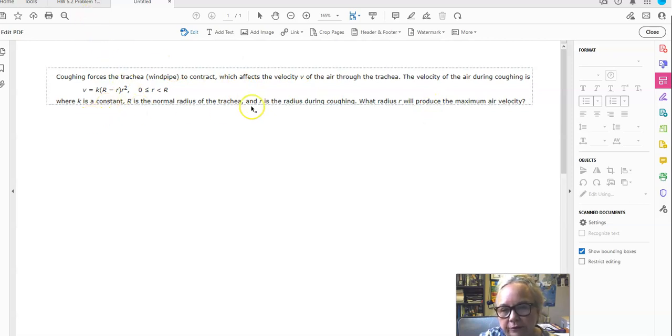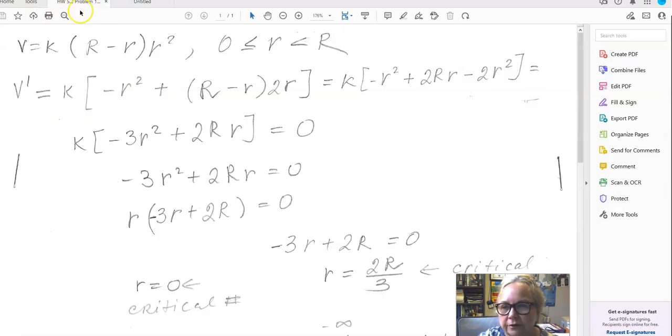So how to solve it? We need to find the maximum of this function. Please pay attention that k and capital R are constants. So basically what we have here, if we open parentheses, is a cubic function. So let's go ahead and look at this function here.